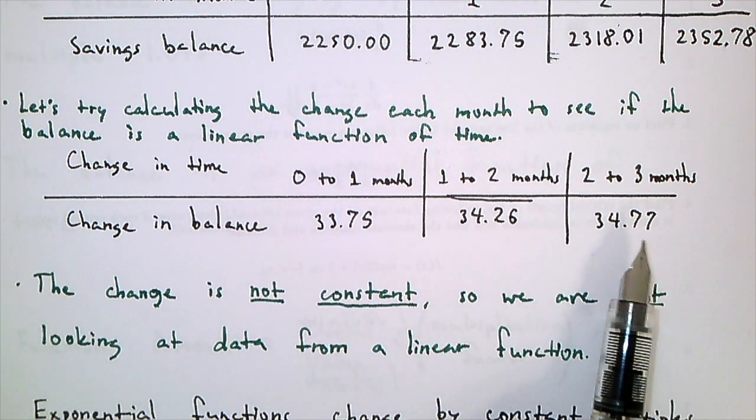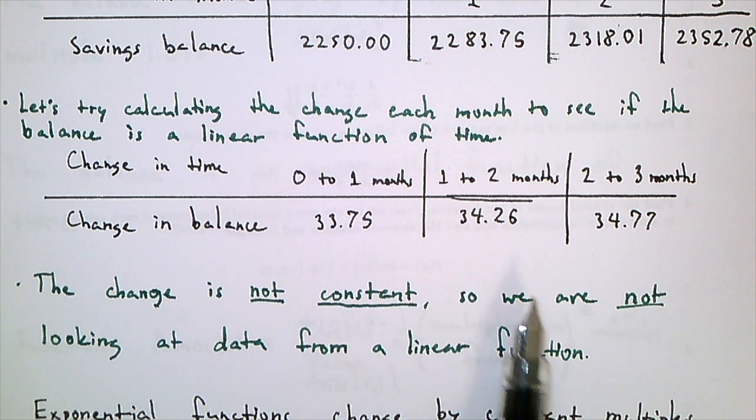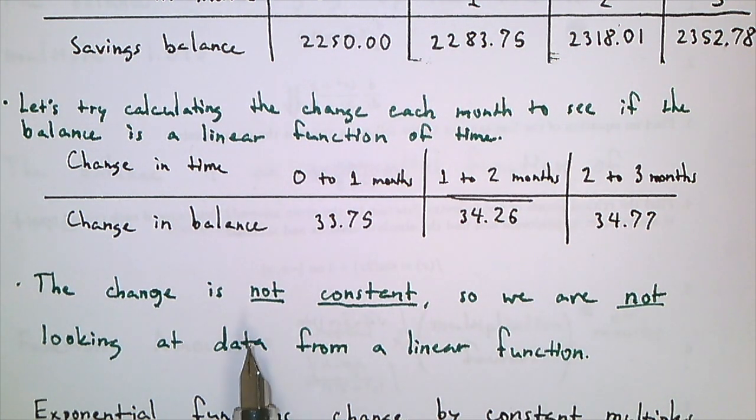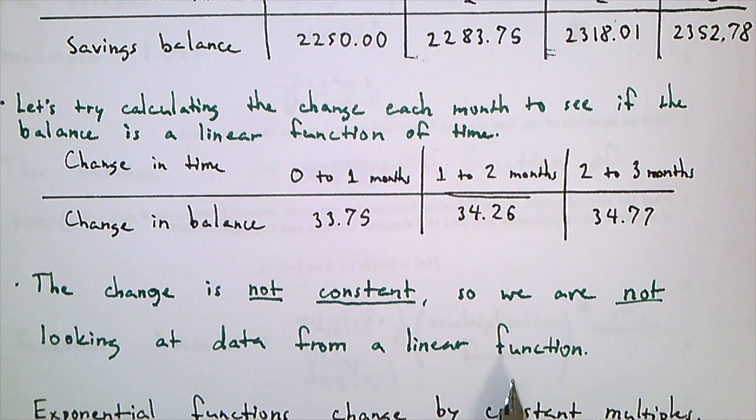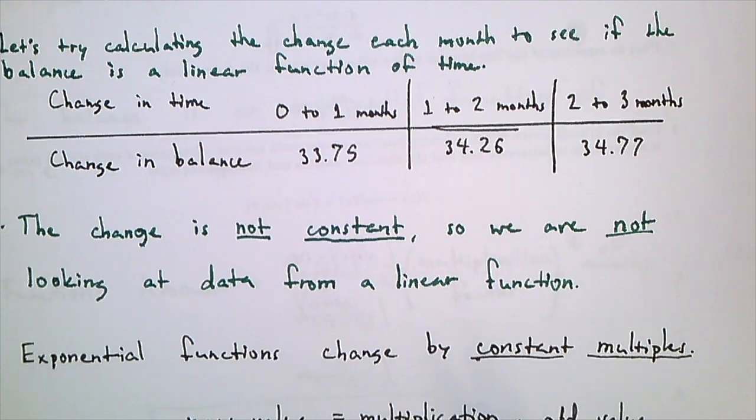So what we notice when we create the second table is that the change from month to month is not constant. So that means we are not looking at data from a linear function. So let's consider the other kind of function that we're learning about in chapter 4, exponential functions.